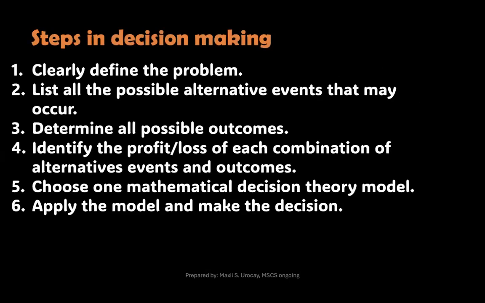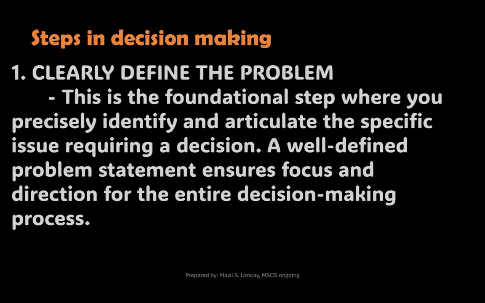The steps are: you have to clearly define the problem, and list all the possible alternative events that may occur. You have to determine all possible outcomes, and then identify the profit or the loss of each combination of alternatives, events, and outcomes. You have to choose one mathematical decision theory model, and apply the model and make the decision. So let me take it one by one.